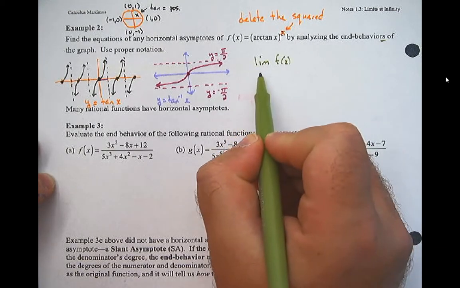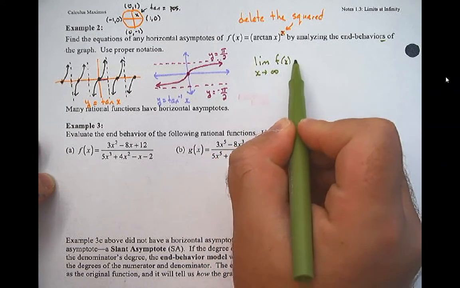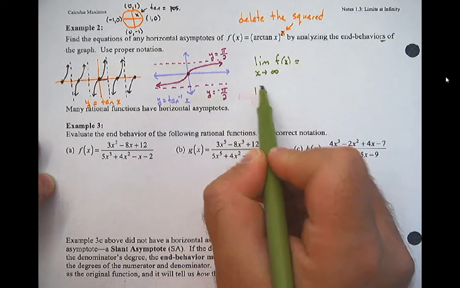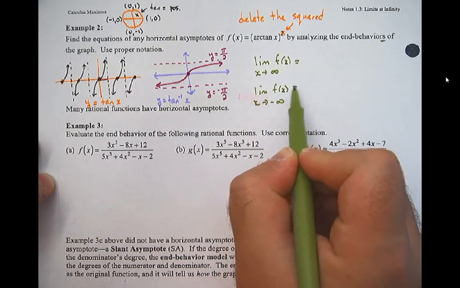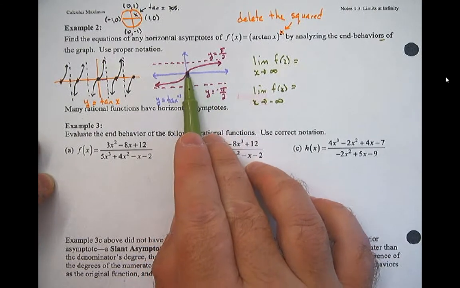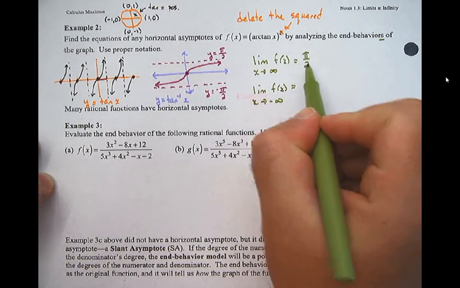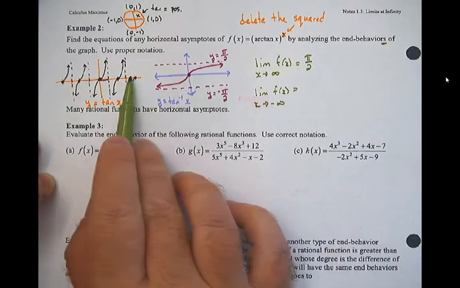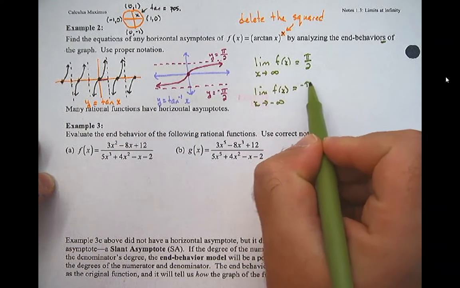So the limit of f of x as x approaches infinity. The limit of f of x as x approaches negative infinity. So as x goes towards the positive, my graph is leveling off at what y value? Pi over 2. As x goes towards the negatives, my graph is leveling off at negative pi over 2.